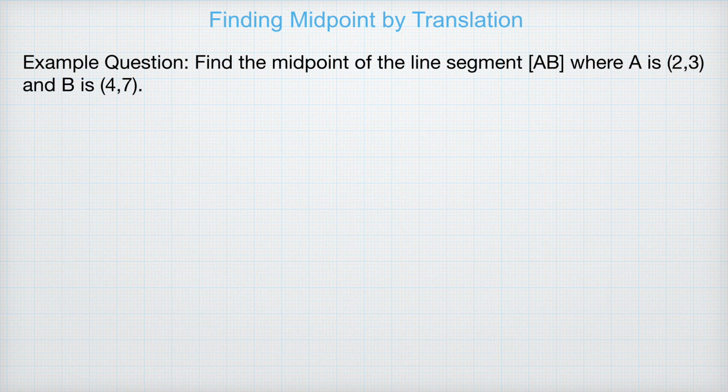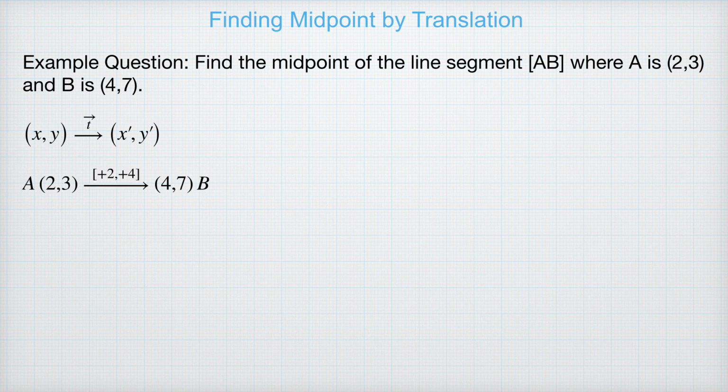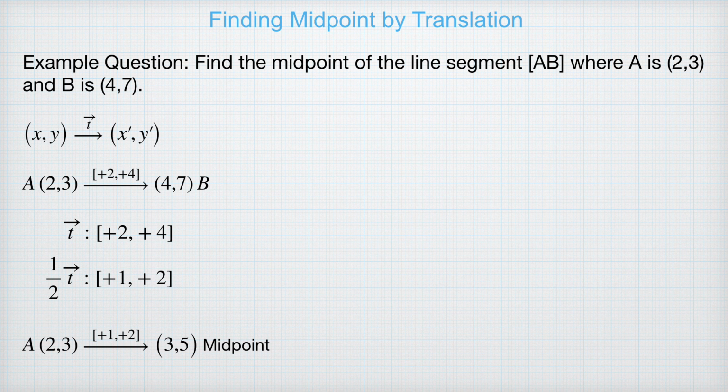Example question. Find the midpoint of the line segment AB where A is (2, 3) and B is (4, 7). The point A undergoes a translation to point B, where the operation of the translation is +2, +4. We will now halve this operation, which gives +1, +2. The translation of A with this halved translation gives the midpoint (3, 5).